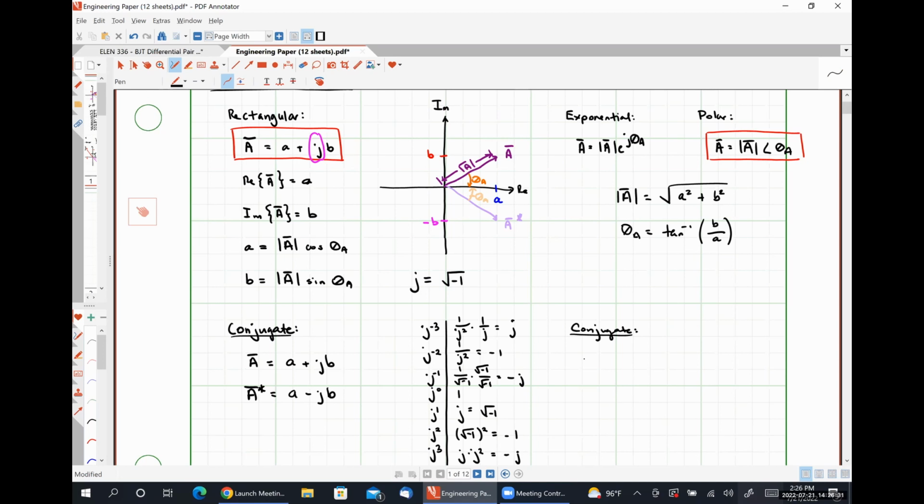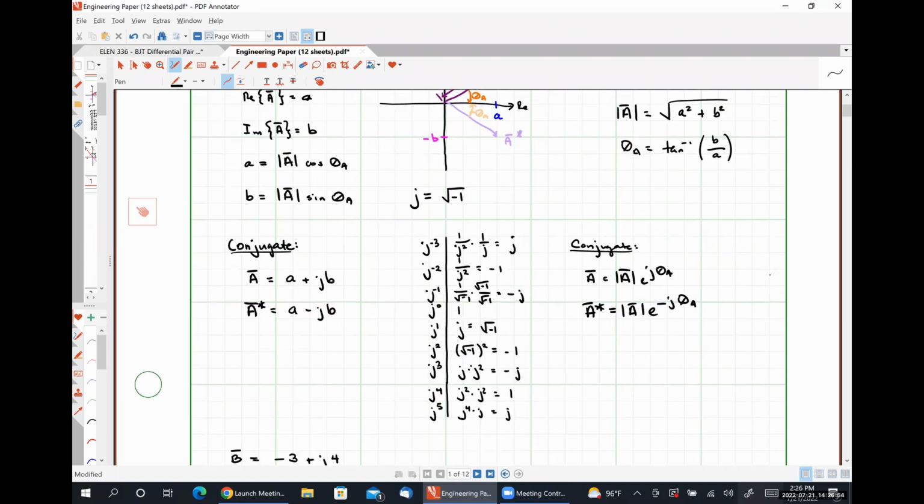So our complex number, I did it again, my apologies, our complex number A is of the form magnitude of A e to the j theta A. Then A conjugate would be the magnitude of A e to the negative j theta A. And if we have a polar form complex number where A is equal to the magnitude of A angle theta A, then the conjugate of A is simply the magnitude of A angle negative theta A.